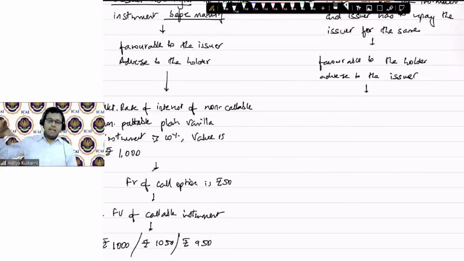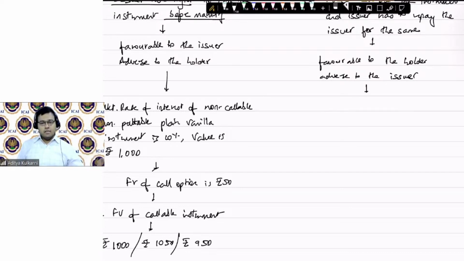I have a plain vanilla instrument. There is no callable, puttable, nothing. It's a plain vanilla instrument. To that instrument, there is a call option. That means the issuer can call back the instrument at any time. So the call option is favorable to the issuer and adverse to the holder. So now the fair value of that call option is 50. So now if I have to determine the fair value of the callable instrument, what is it going to be?